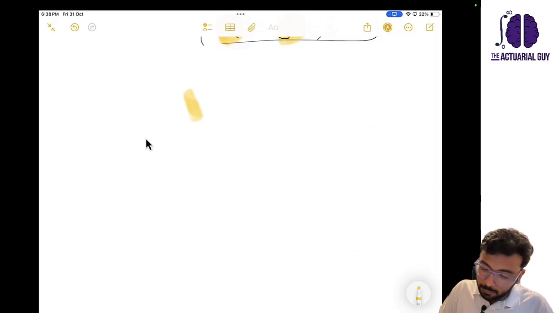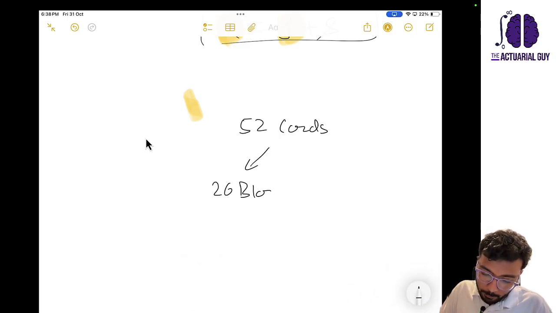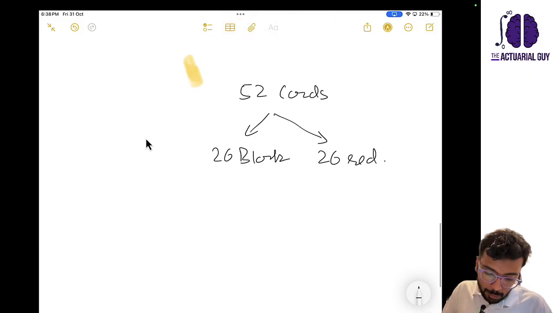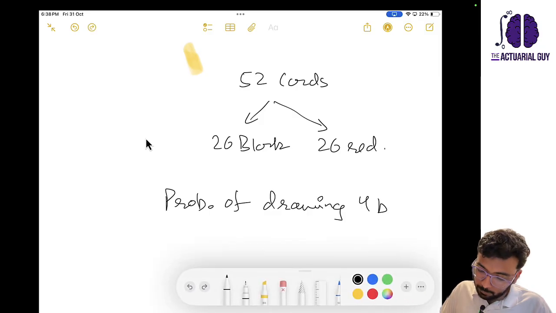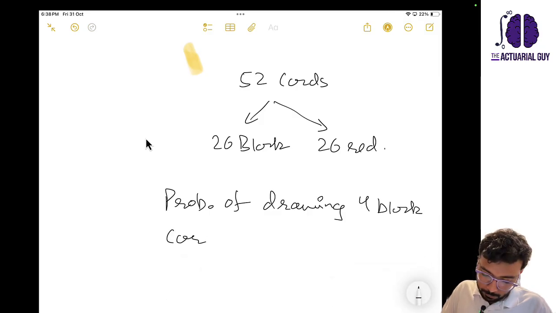So if in a deck of 52 cards, I have 26 black and 26 red cards, right? And I want to find the probability of drawing, let's say, 4 black cards in 5 trials. What will this be?